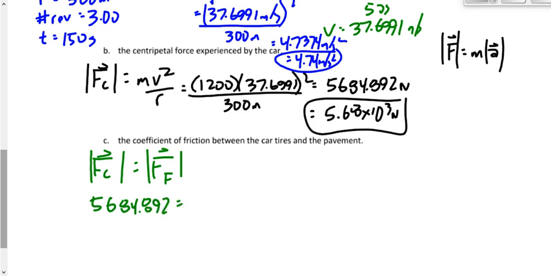I wrote down the number that I already had calculated, equals mu times the normal force, or mu times m times g. m was 1,200 kilograms, and g is 9.81. Now, this is one of those situations where the normal force is equal to gravity, right? It's countered by gravity, and it's equal to gravity. So we solve for mu there: 1,200 times 9.81, take that over by dividing, and we get 0.483.